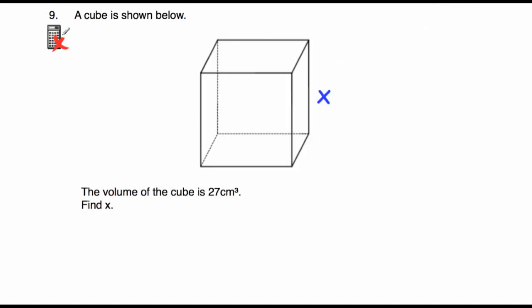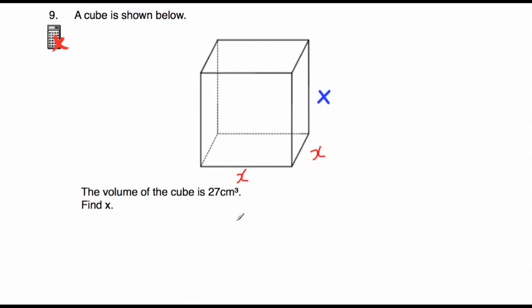Okay, let's have a look at question number 9. So question number 9 said a cube is shown below. So we've got this cube, and we've got the height of the cube is equal to x. And because it's a cube, that means that the width would be equal to x, and the length would be equal to x as well. And we've been told the volume of the cube is 27 centimetres cubed. In other words, if we take our number x and we multiply by itself and by itself again, we will get 27.